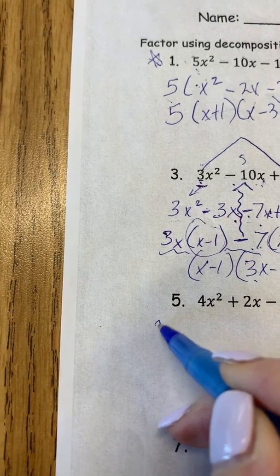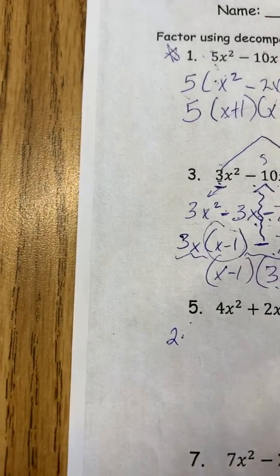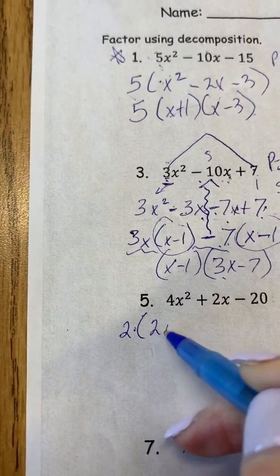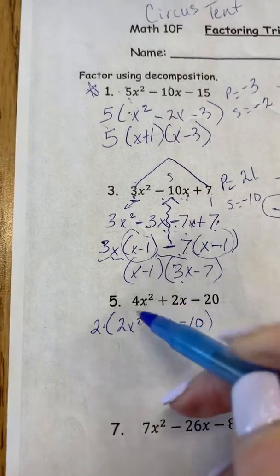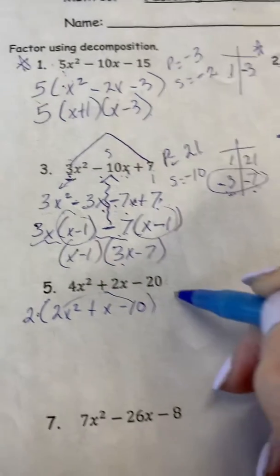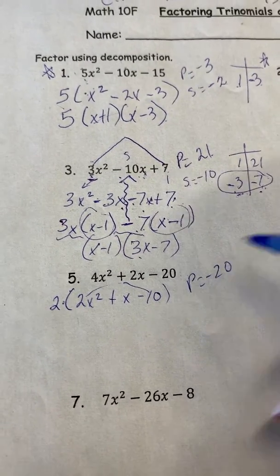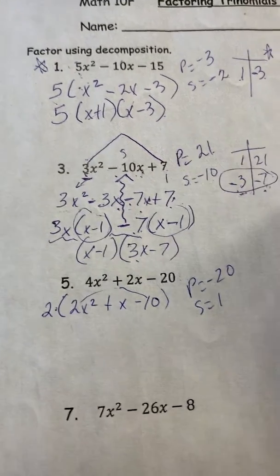Okay, so the first thing you should notice here is, wow, I've got a greatest common factor. So that's what I always do first. I take out my greatest common factor, which is going to be 2, and I'm left with 2x squared plus x minus 10. Now I'm going to circus tent it. My product has got to be negative 20, and my sum has to be positive 1.